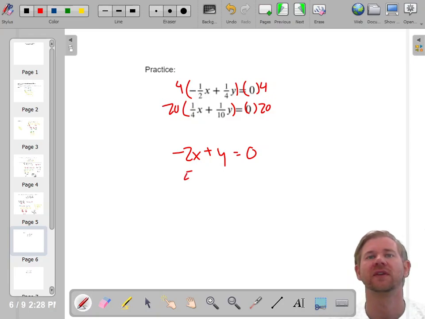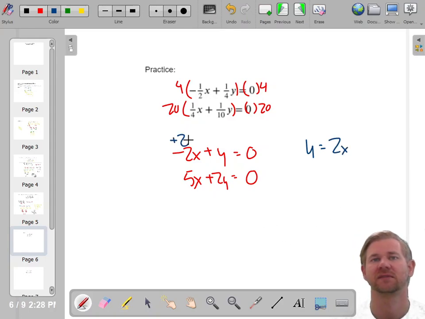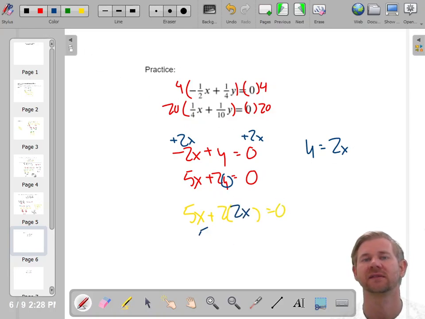20 times 1/4 is 5x. 20 times 1/10 is 2y, and 20 times 0 is also 0. I think I'd want to get that y by itself. So y equals 2x. If you add 2x to both sides, y equals 2x. Now I'll come down here. I know what y equals. 5x plus 2 times, again, I'm not writing y, I'm writing what y equals, 4x.